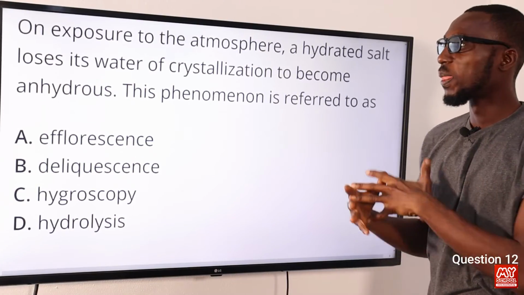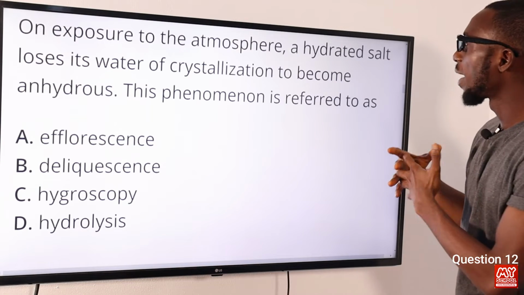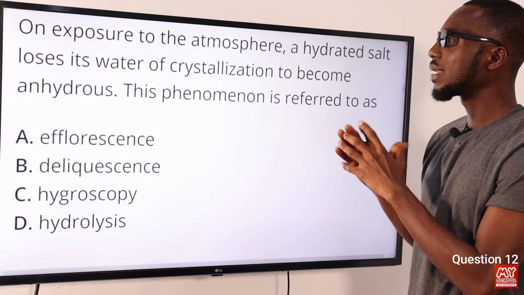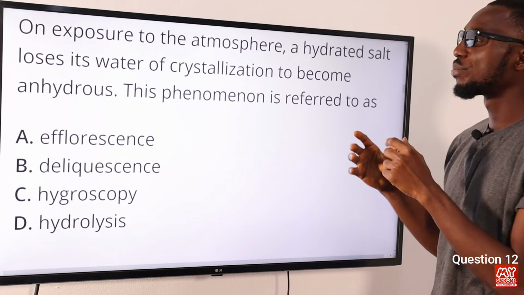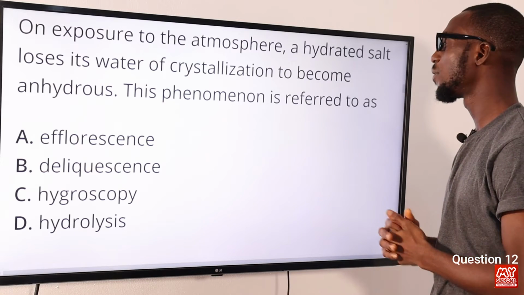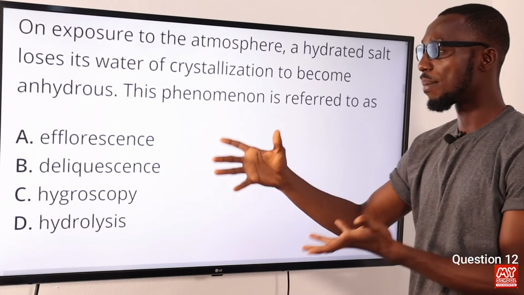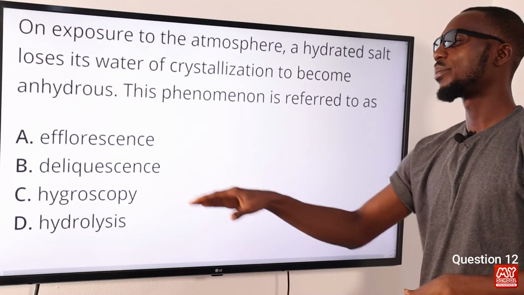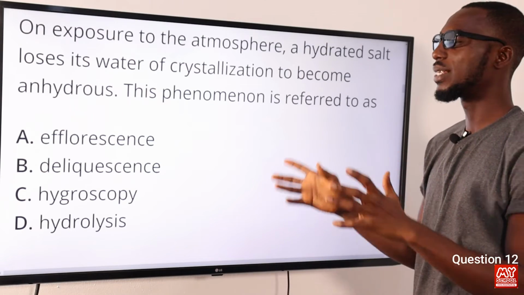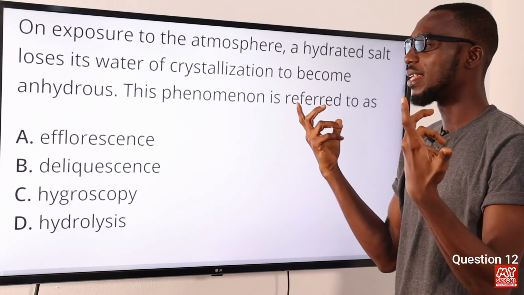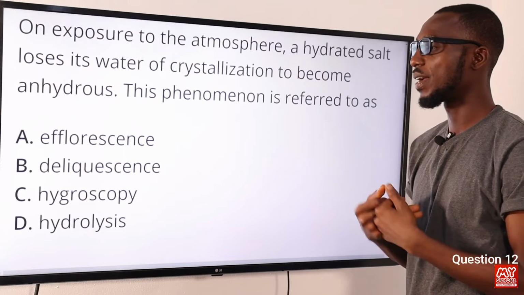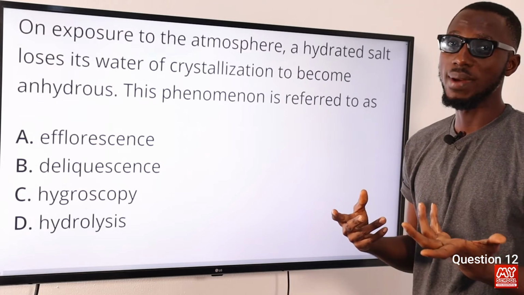Question 12. On exposure to the atmosphere, a hydrated salt loses its water of crystallization to become anhydrous. This phenomenon is referred to as what? That is efflorescence. Example is a Glauber's salt. When you talk about deliquescence, when exposed, it absorbs water, then it forms a solution. For example, your potassium hydroxide.